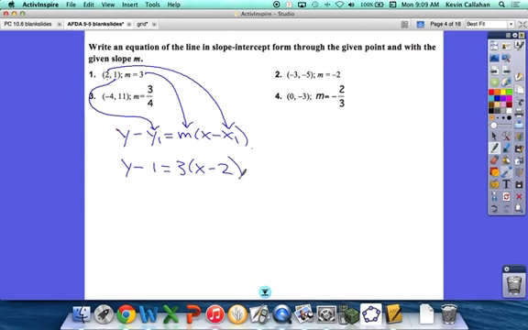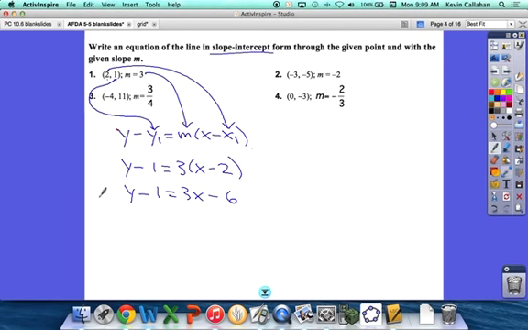But that's point-slope form, and sometimes it asks for that. But this time it said write it in slope-intercept form. Okay, how do you put it in slope-intercept form? Solve for y, right? That's all. Simplify, solve for y. For example, what property do I need to use on the right? Distributive. y minus 1 equals 3x minus 6.